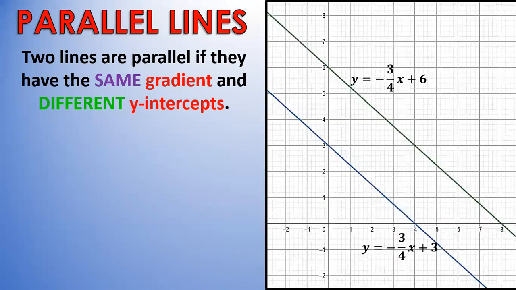Let us look at another example. In the first equation, we have y is equal to negative 3/4 x plus 6. In our second equation, y is equal to negative 3/4 x plus 3. The gradient of the first line is negative 3/4. Its y-intercept is 6. For the second line, our gradient is negative 3/4 and our y-intercept is 3. Both lines share the same gradient. Thus, these two lines are parallel.